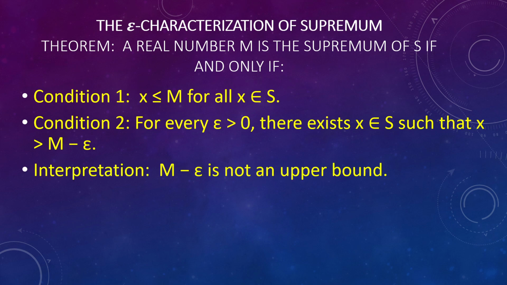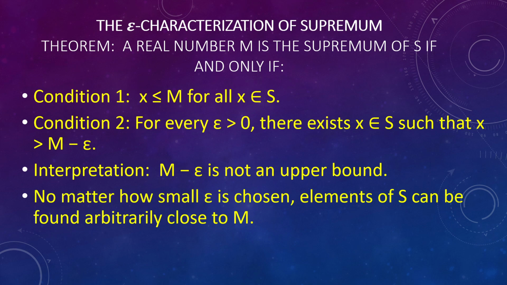What does this mean? It means that M minus epsilon cannot be an upper bound. There is always some element of the set that lies beyond it. In other words, elements of the set can get arbitrarily close to M from below. This perfectly captures the idea that M is the smallest possible upper bound. Any attempt to move below M, even by a tiny amount epsilon, will fail. This epsilon characterization is used extensively in advanced proofs throughout real analysis.